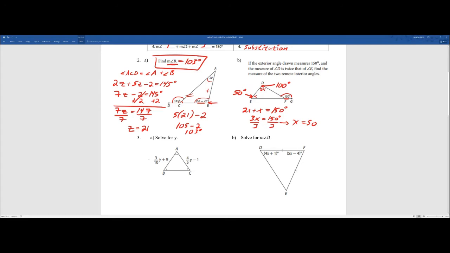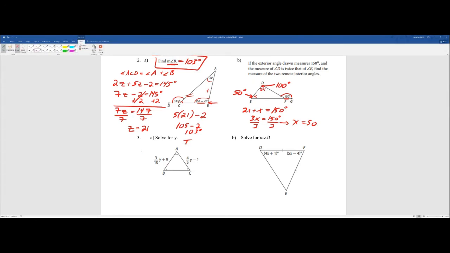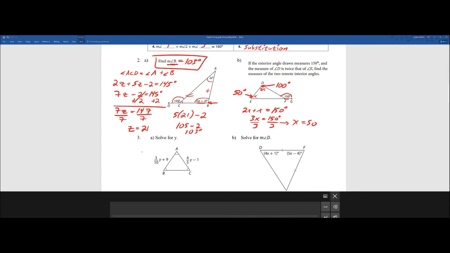All right, so part 3, question A, solve for y. Nasty fractions, just stay with me on this. Don't be scared of fractions. This is an isosceles triangle. I'm sorry, equilateral triangle. Silly me. Here I am losing my mind. There we go.